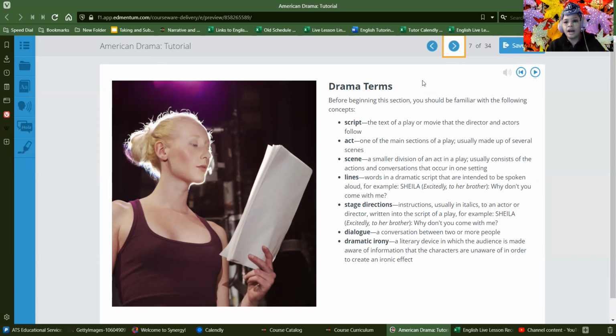So the conversations that happen all in one place before they move the props around, that is a scene. If you're moving from one place or time to another in a play, those are two different scenes.